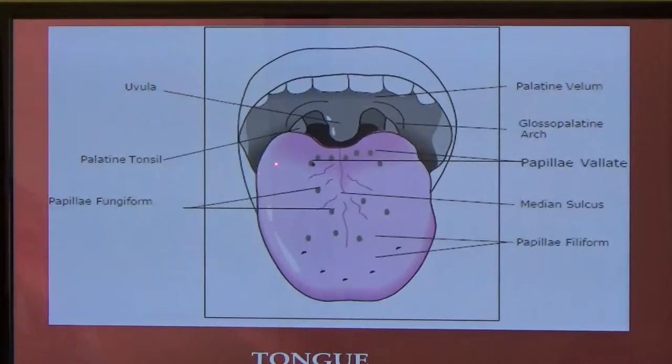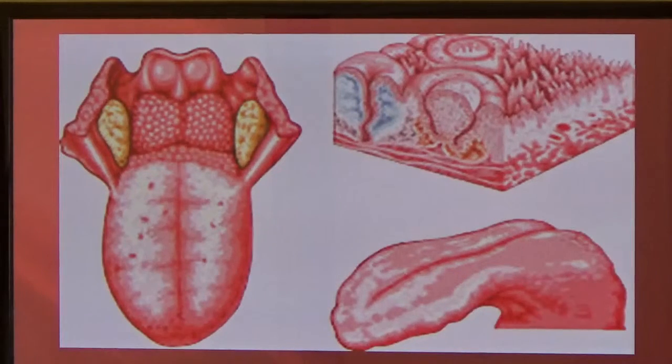Okay, so the papilla valli are way in the back and sometimes around the side. Fungiform are in the middle and filiform are in the front. Okay, so front, and then the fungi are here, and then the valli are, again, it looks like a valley because it's a big crevice. And then the median sulcus is right down the middle. Questions on the tongue?